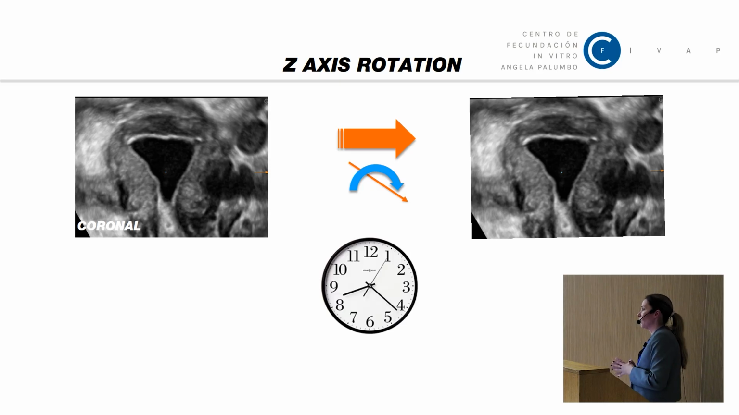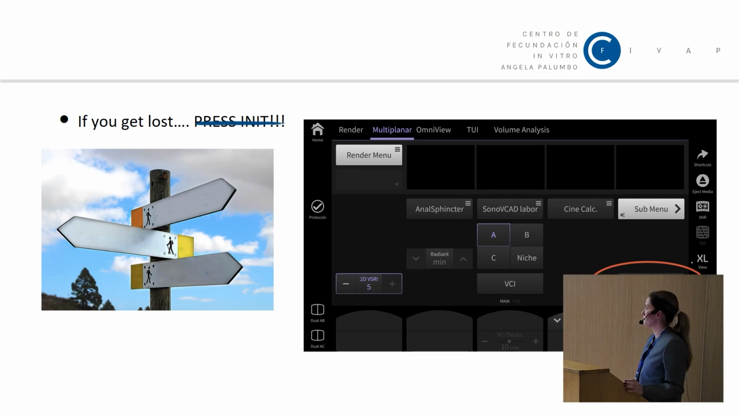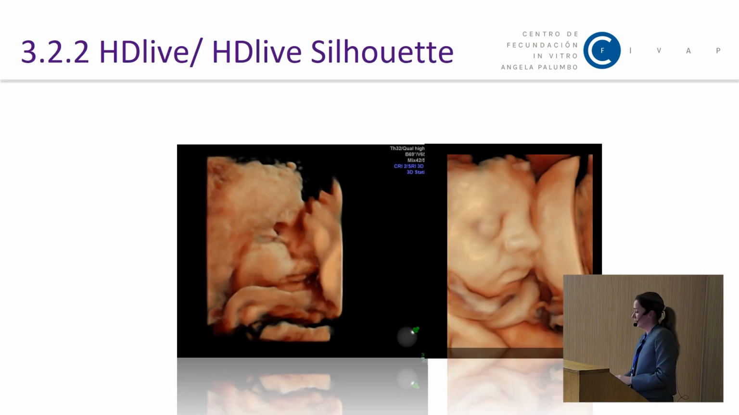So when we are reconstructing 3D imaging in the multiplanar view, we have to think how we want the image to move, like a roast chicken, like the ballerina, or like the hands of the clock. And if you finally get lost, you always come back to the beginning, pressing it.